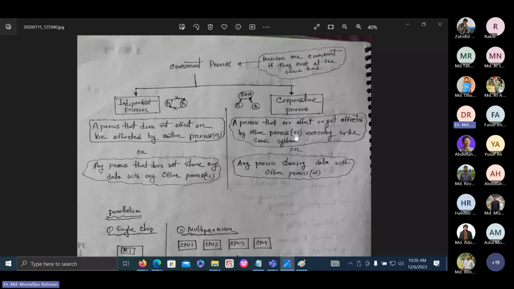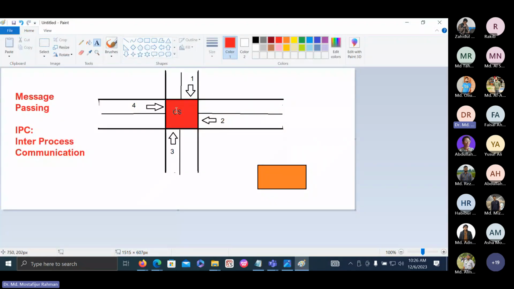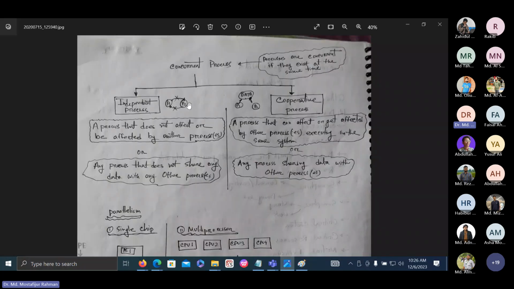Next part is about concurrent processes. Just now I discussed the processes are concurrent if they exist at the same time. Here, 1, 2, 3, 4, they exist at the same time. They come at the same time and want to access this red color place, the critical section. The concurrent process can be of two types: one is independent process, and the other one is cooperative process.